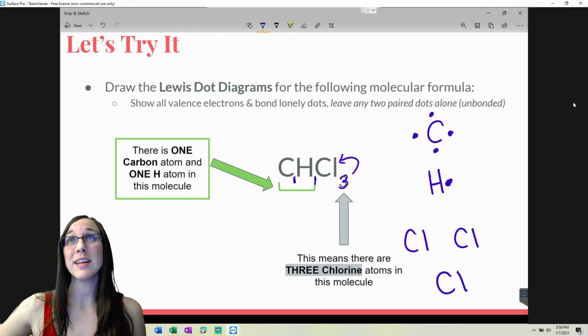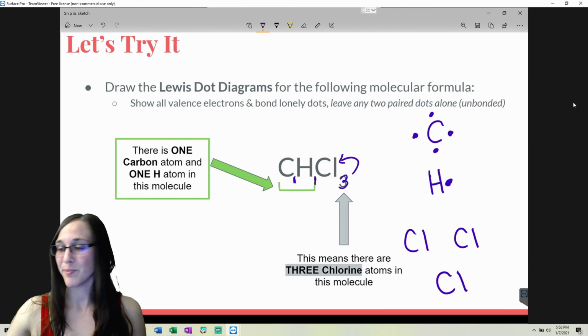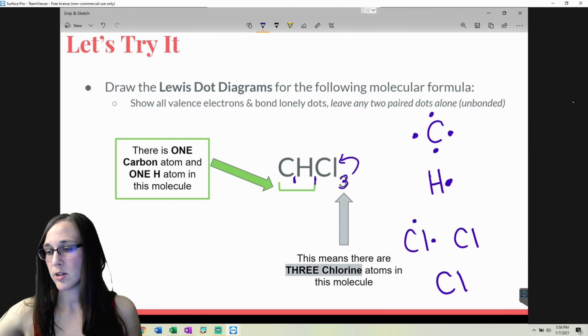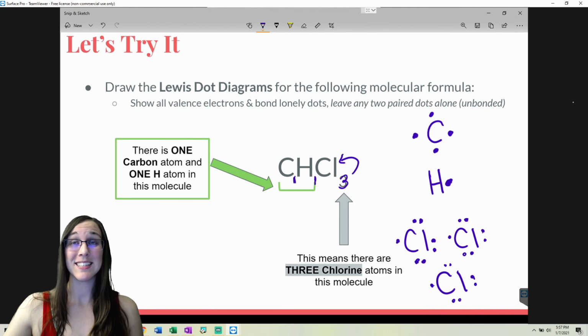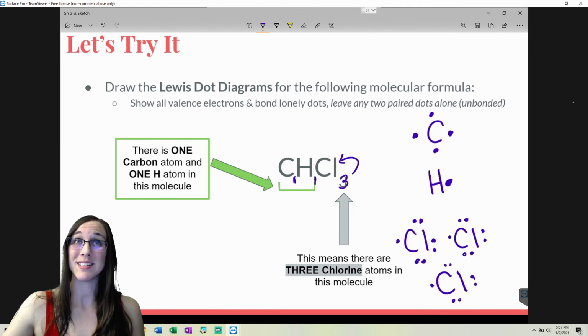So around chlorine, let's play Ring Around the Atom. 1, 2, 3, 4, 5, 6, 7. So around chlorine, we have 3 lone pairs and 1 unbonded electron. I'm just going to make the other chlorines look the exact same. Excellent. Step 1 is complete. We have Lewis dot diagrams for each one of these atoms present in the molecule.